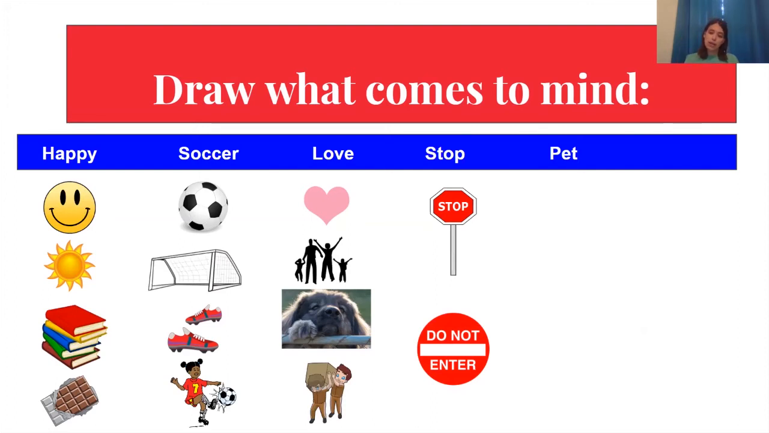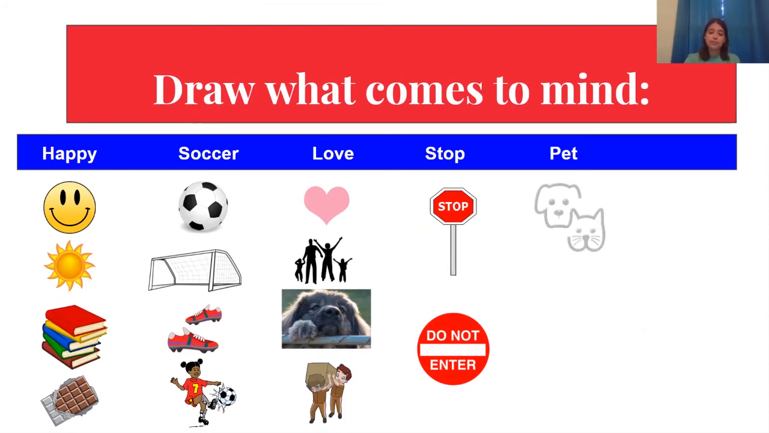I need you to pause the video. I need you to write down the word pet, and I want you to think of all the things that you can think of when you think of the word pet. Now that you are back, you have things that are written down for pet.